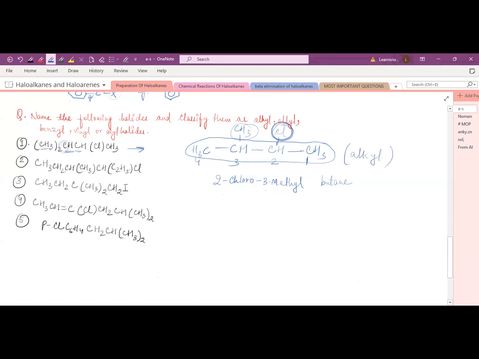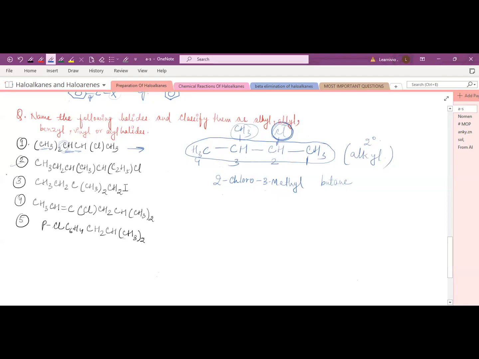And just tell me the degree of this. Two degree? Yeah, it's secondary. Right, so it's your secondary. Now it's clear? Yeah. Do the second one.